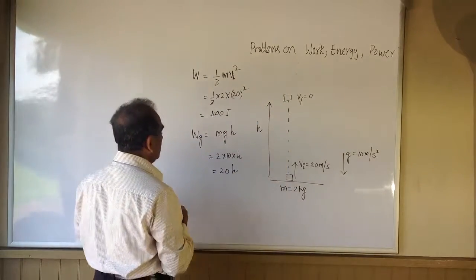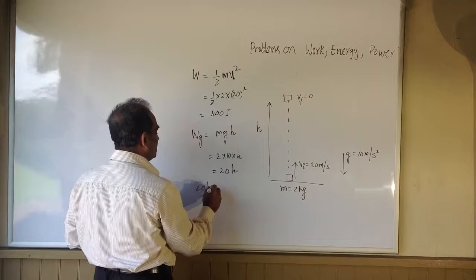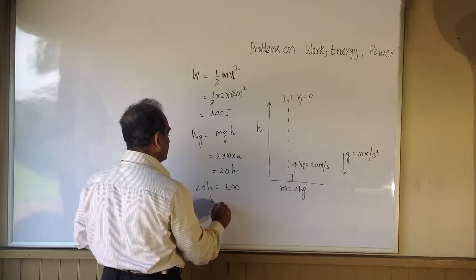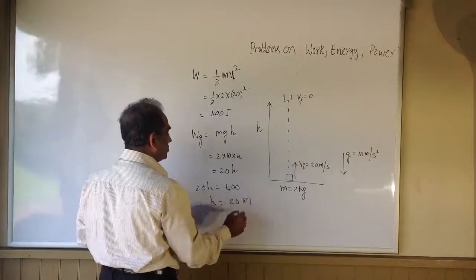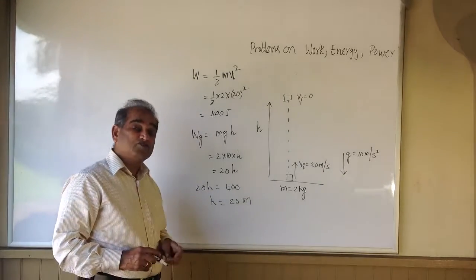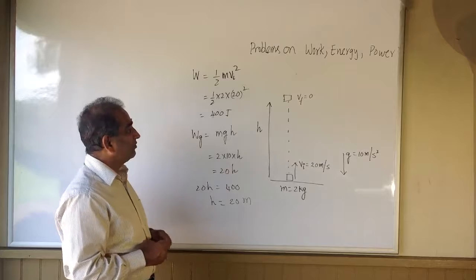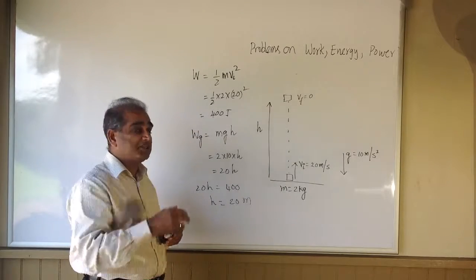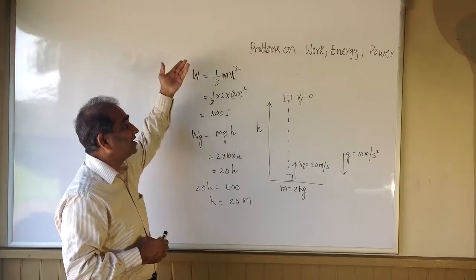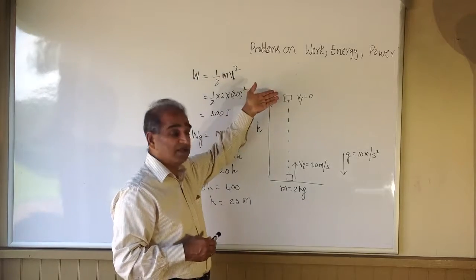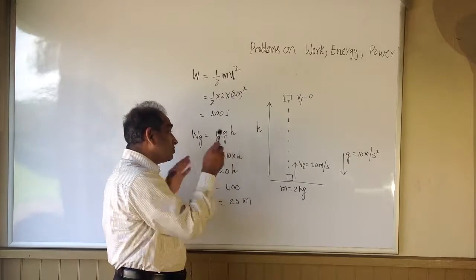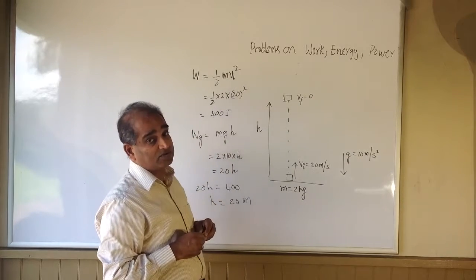So equating them, 20h must be equal to 400. So h is equal to 20 meters. So the body rises to a height of 20 meters. The work done by me is 400 joules, that is, I supplied that energy, and that is converted into potential energy and stored here. Again, the energy stored here is potential energy, and that also will be equal to 400 joules.